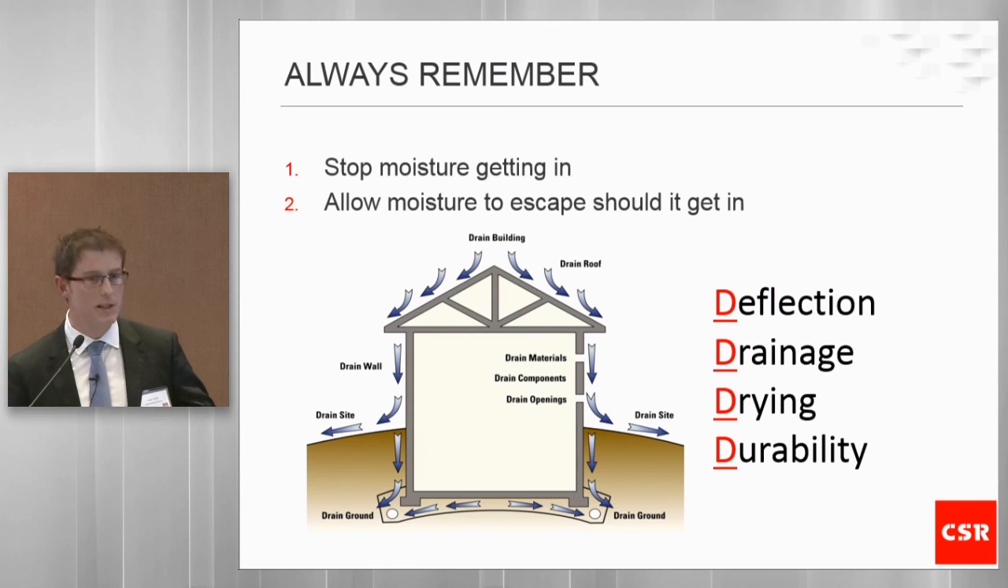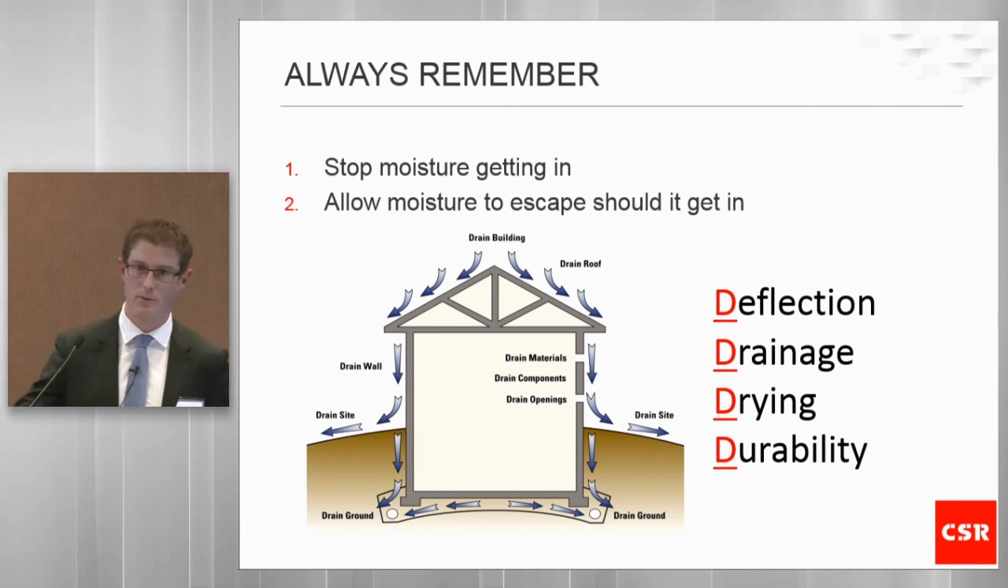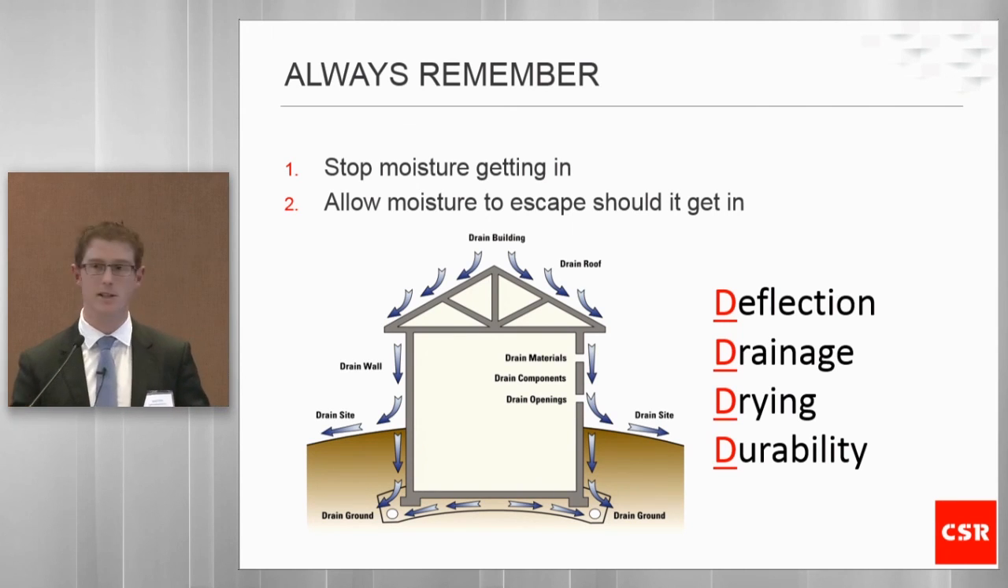Then we've got the New Zealand learnings and what they learned from their expensive mistake in the leaky building crisis. They came up with their philosophy of the 4 Ds: deflection, drainage, drying and durability. So we need to deflect and drain the moisture, the water and the condensate. We need to build in drying paths, whether that be ventilation paths or vapour permeance into those construction systems, or a combination of both. And we need to select durable materials that will be able to withstand the amount of moisture which they'll be subject to.